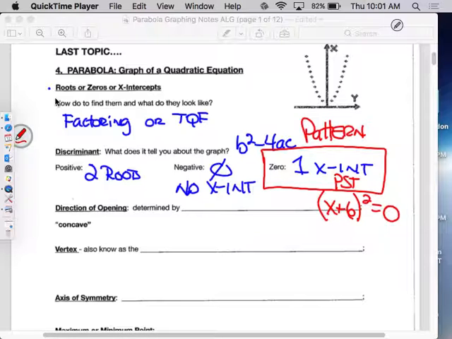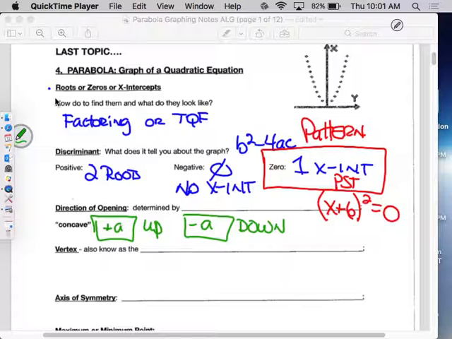The direction of opening is determined by the lead coefficient, so it's determined by A. When A is positive, the direction of opening is up, concave up. If A is negative, then it turns down. It's concave down. Concave up, concave down. And then the A comes from just the standard form of the quadratic.